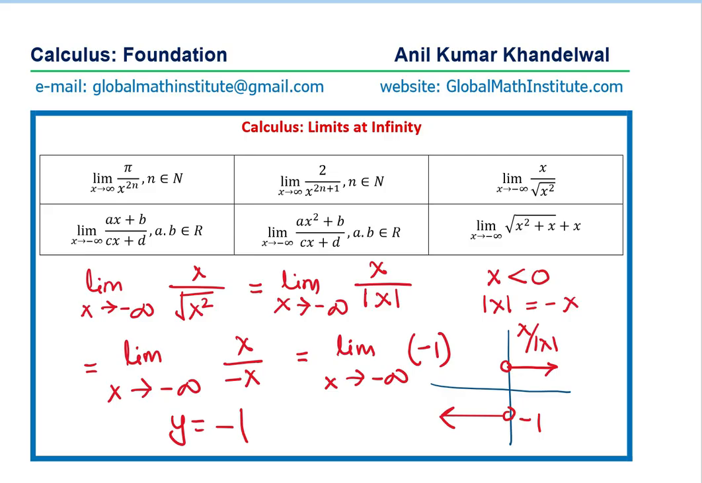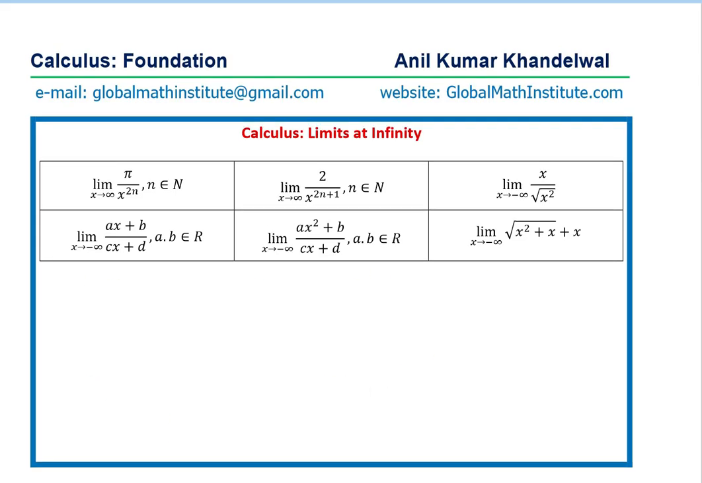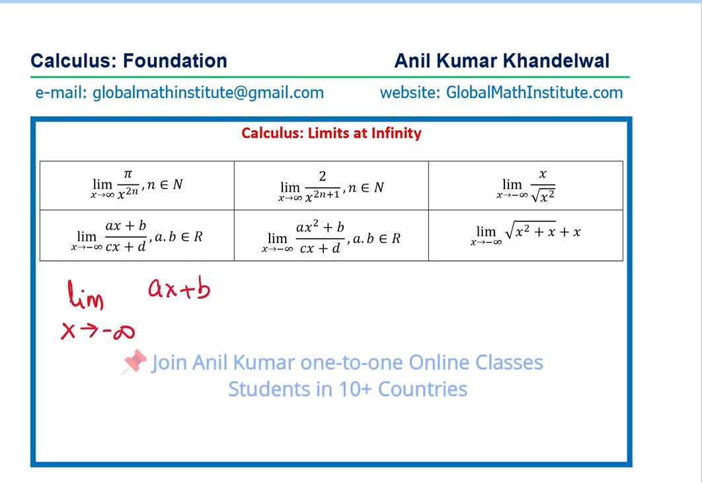Okay. Now let's take up the next example, which is the rational function of the kind ax plus b over cx plus d, where a and b are real numbers, and once again we have x approaching minus infinity. So let's write down the function. We have limit x approaches negative infinity, and the function is ax plus b over cx plus d. So whenever you have this kind of function, what you note here is that in this rational function, the degree of numerator and that of denominator is the same. So to simplify, you take x common.